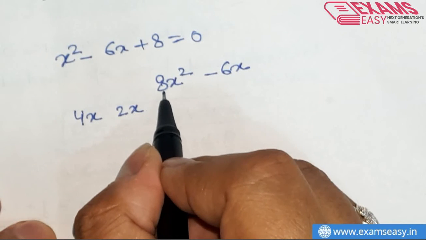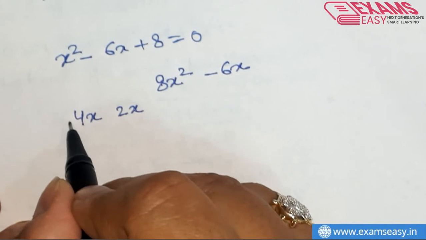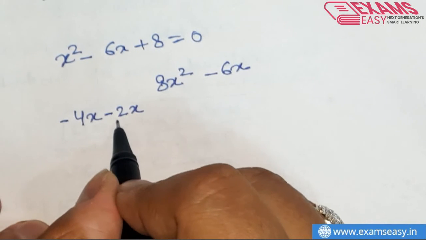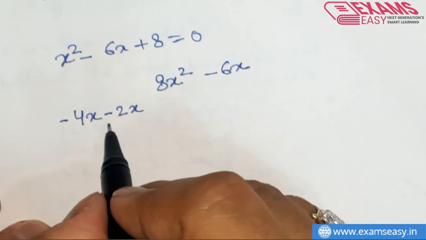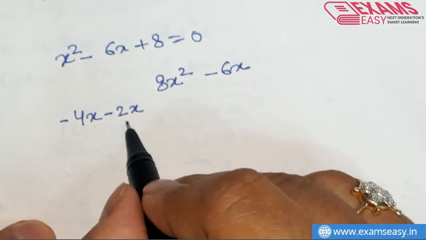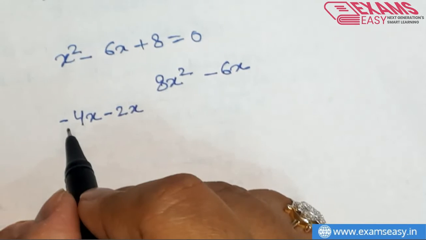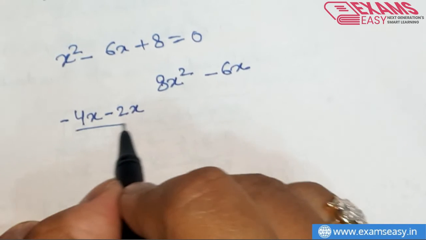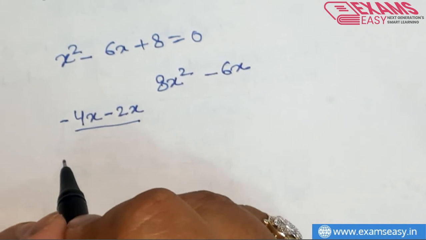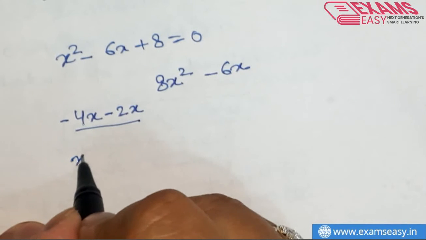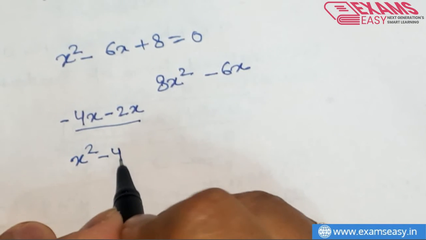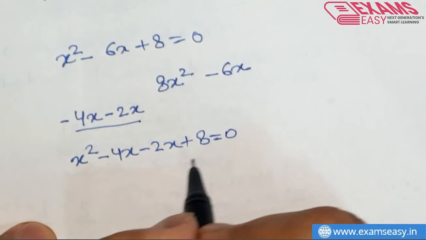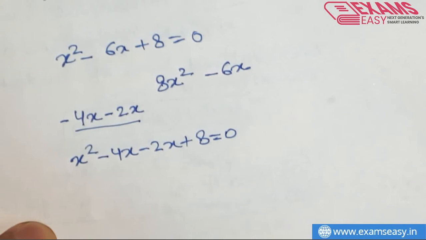If we have to get the product, then we have to make both negative, such that the product of two negative values will become positive, but we need the sum of these two terms to be minus 6x. So minus 4x and minus 2x becomes minus 6x. So this is our valid combination. So we can rewrite our original equation as x square minus 4x minus 2x plus 8 is equal to 0. So this completes our step 3.